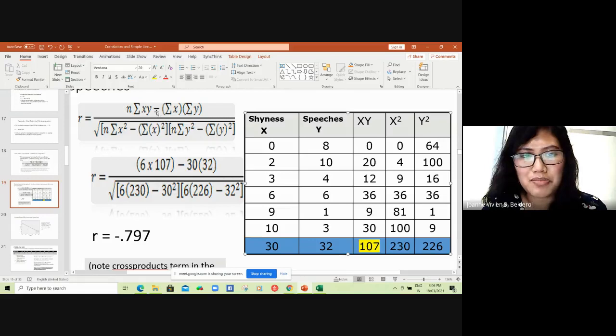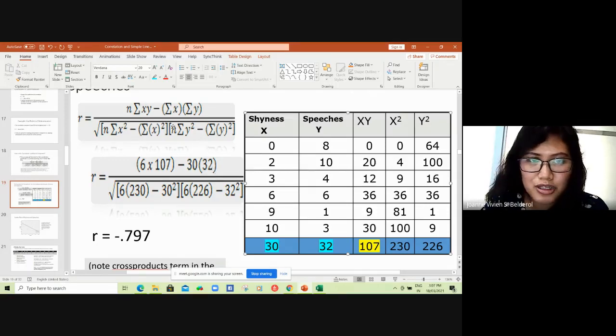From the formula, minus the summation of x times the summation of y. So the summation of x is 30, times the summation of y, 32.